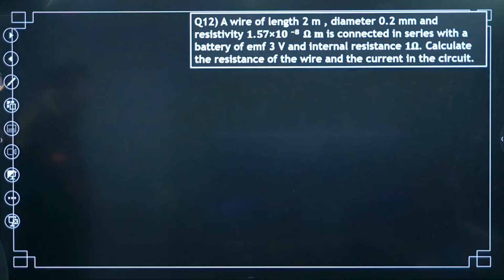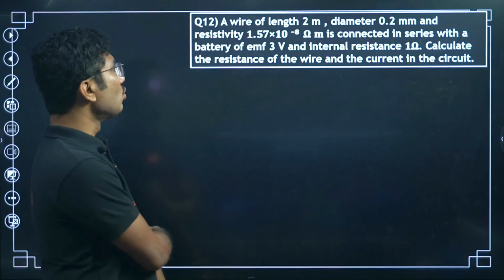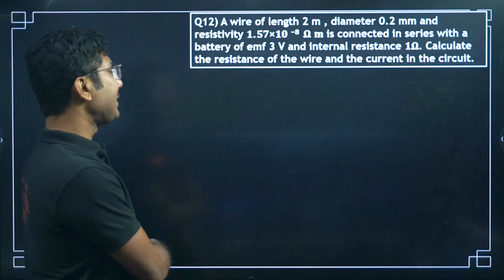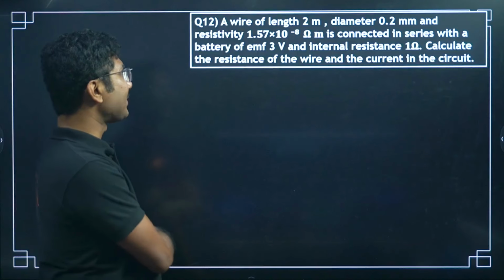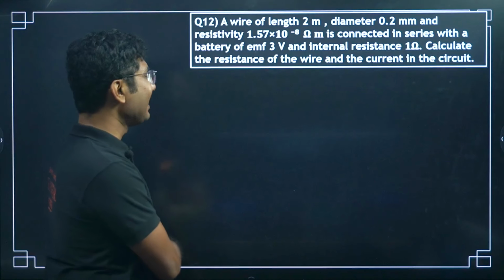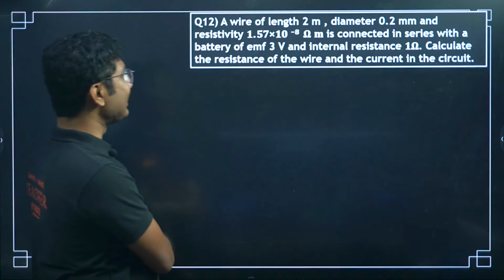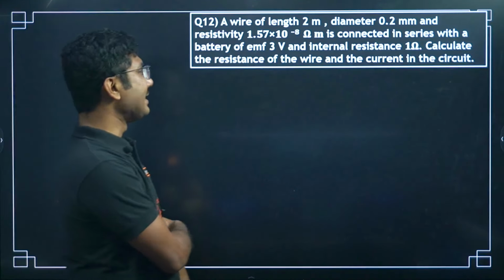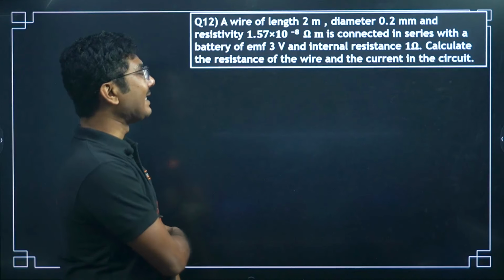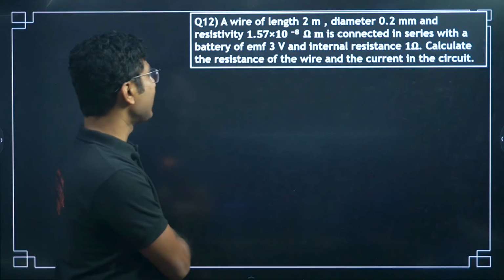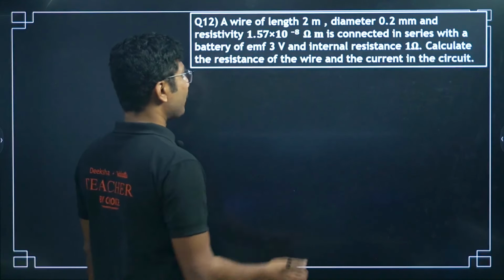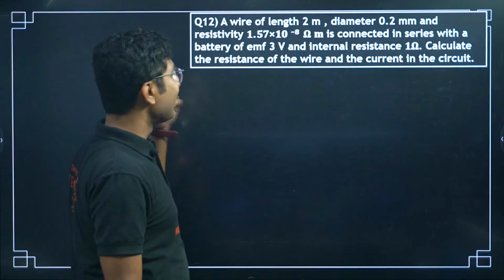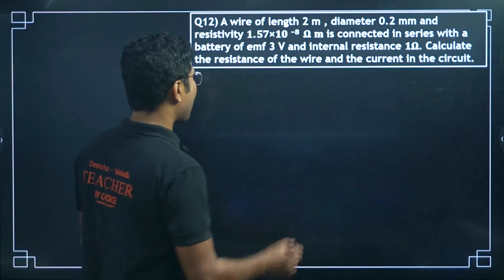Next, a wire of length 2 meter, diameter 0.2 millimeter and resistivity 1.57 into 10 to the power of minus 8 ohm meter is connected in series with a battery of EMF 3 volt and internal resistance 1 ohm. Calculate the resistance of the wire and the current in the circuit. So, first of all we have to find the resistance of the wire. So, how to find the resistance?